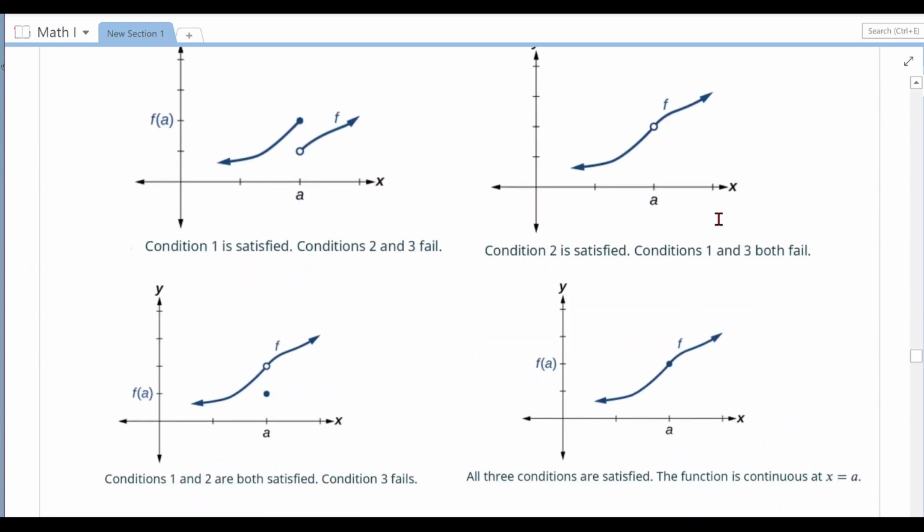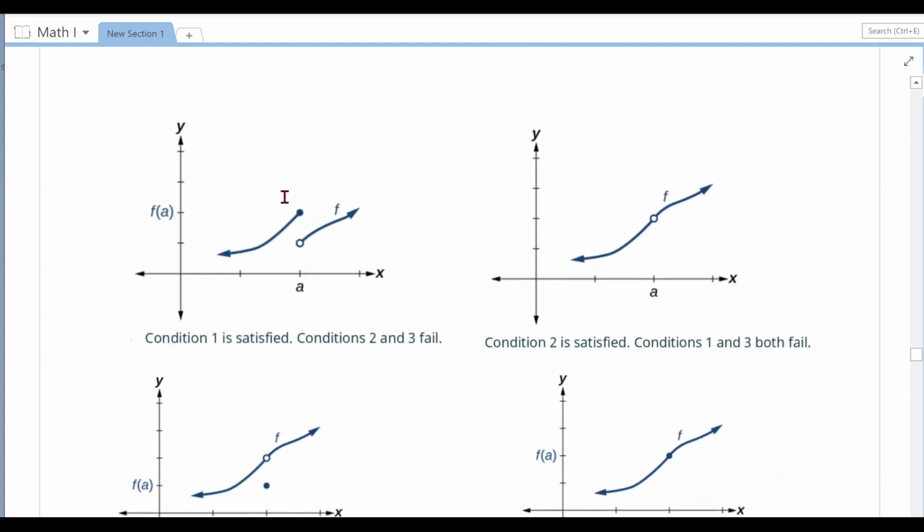So in the second example, we have a discontinuity that we call removable discontinuity, and the first example is called jump discontinuity, because the limit of the function as x approaches a from the left is not the same as the limit as x approaches a from the right. As you can see here, the values are at this point and that point there.